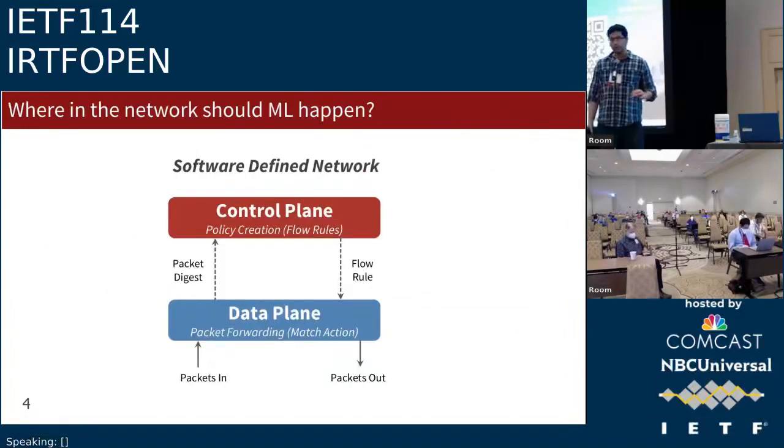So if we're okay with using machine learning, we now need to examine where exactly in the network it has to happen. I'm sure many of you are already familiar with software-defined networks. Essentially, the control plane and the data plane are split, and the control plane is responsible for policy creation, essentially in the form of flow rules, which are installed into a data plane, where you're going to find your switches, and they're doing packet forwarding via match action. So right off the bat, there are two good candidates for where we should operate with machine learning.